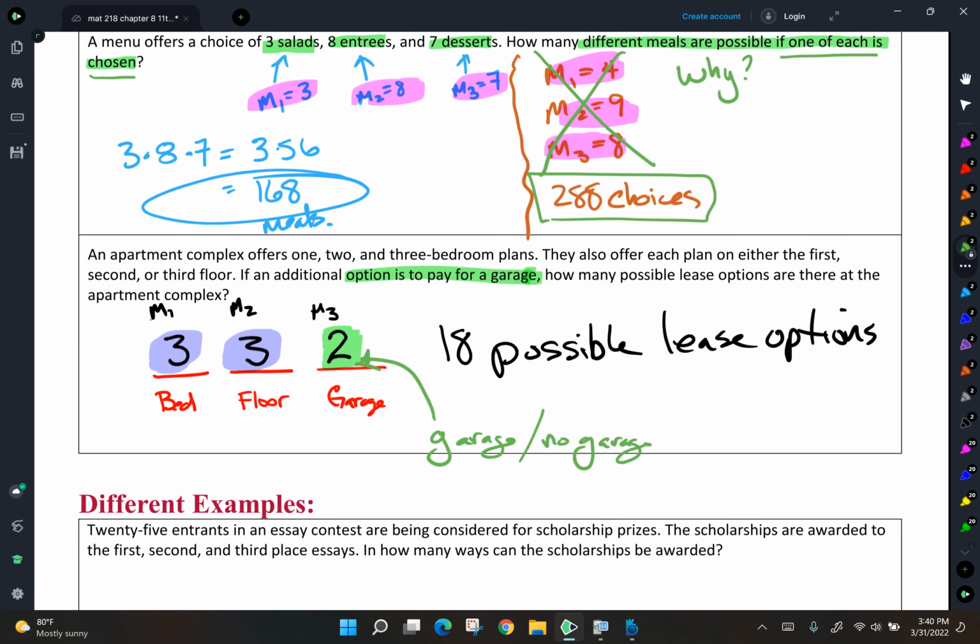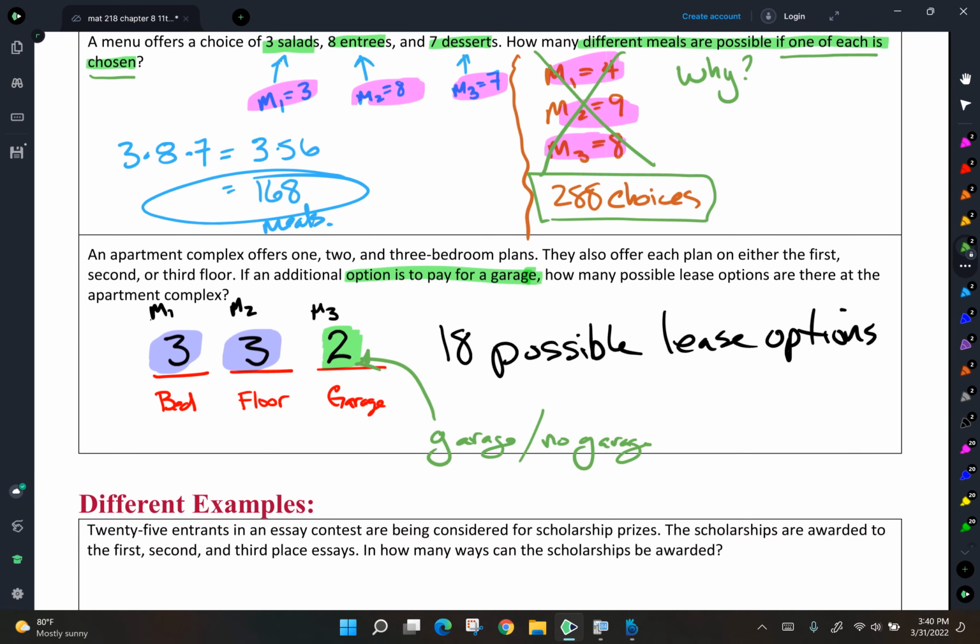25 entrants in an essay contest are being considered for scholarship prizes. The scholarships are awarded to the first, second, and third place essays. In how many ways can the scholarships be awarded? All right, so this problem is actually a little different from the problems we looked at here.